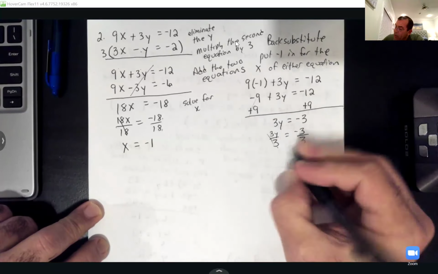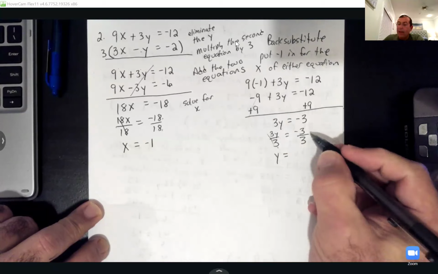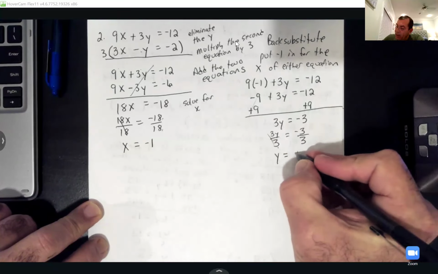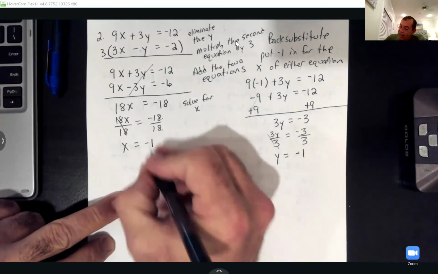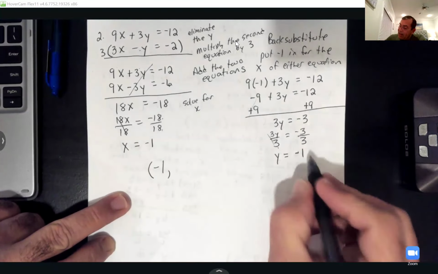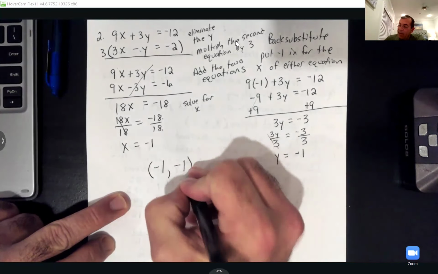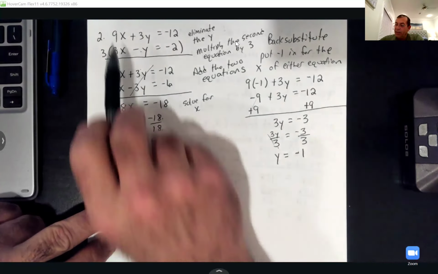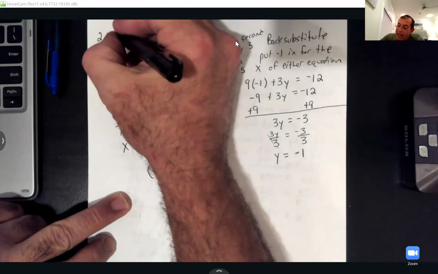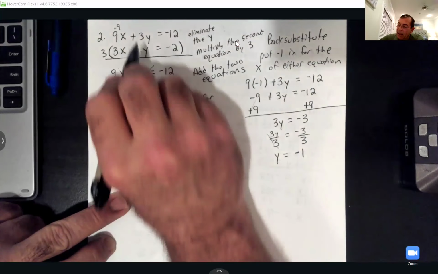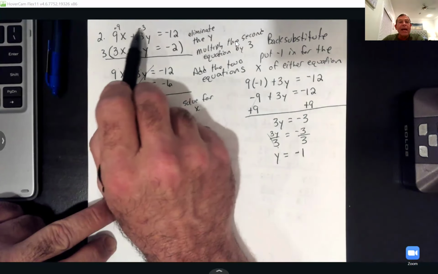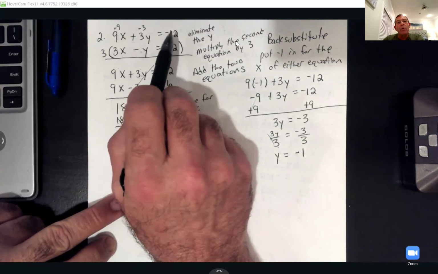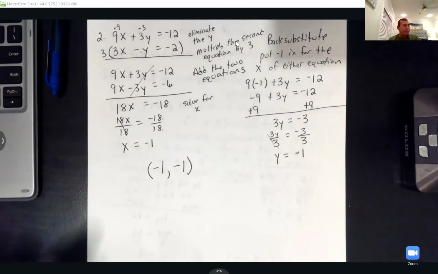So that cancels, give me 1y. And then -3 divided by 3 gives me a -1. So this one, I got a -1 for the x, -1 for the y. So if you put a -1 in, that gives you -9 here. -1 in for the y, that gives you -3. -9 and -3 equal -12.